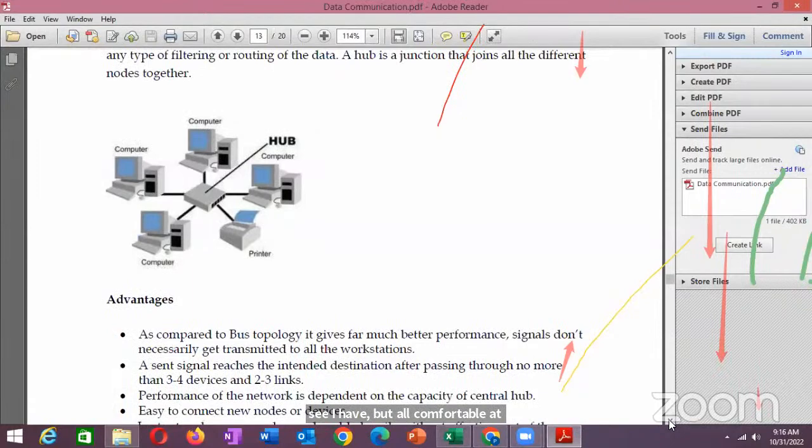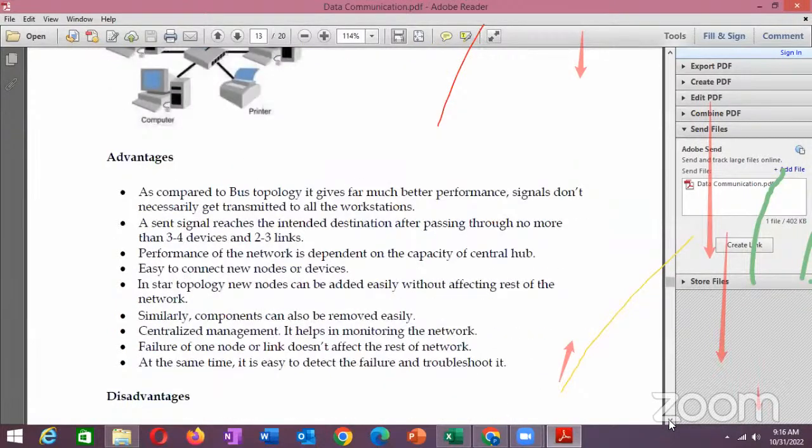So the advantages, as compared to bus topology, it gives much better performance. Signals don't naturally get transmitted to all the workstations. A sent signal reaches the intended destination after passing through no more than 3 to 4 devices and 2 to 3 links. Then the performance of the network is dependent on the capacity of the central hub.